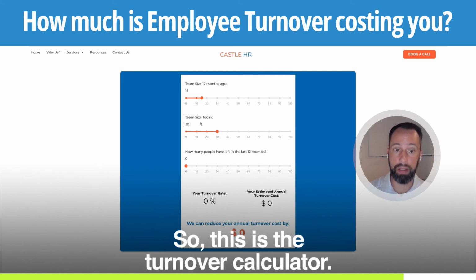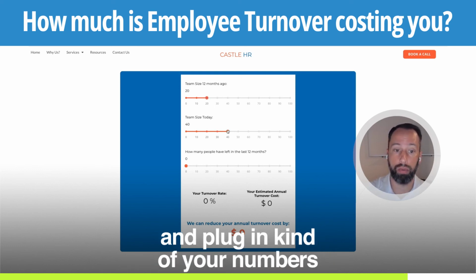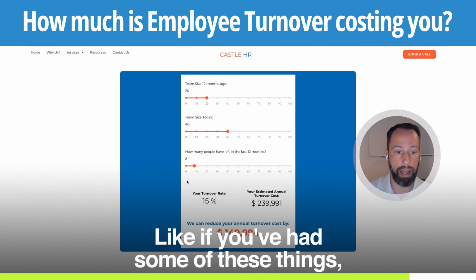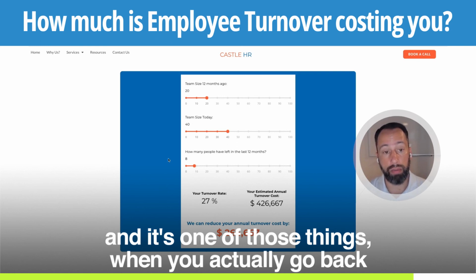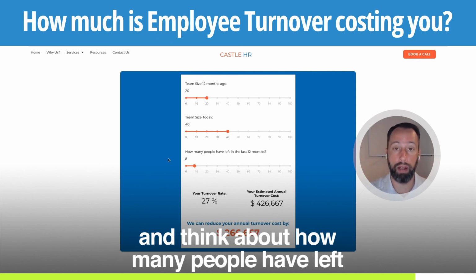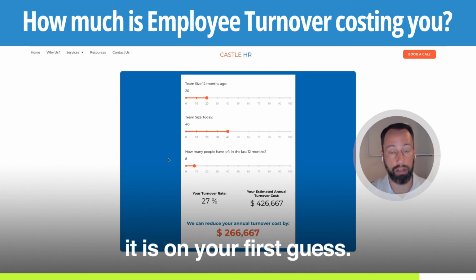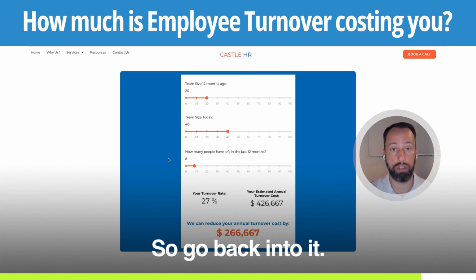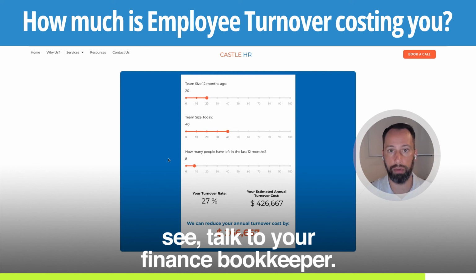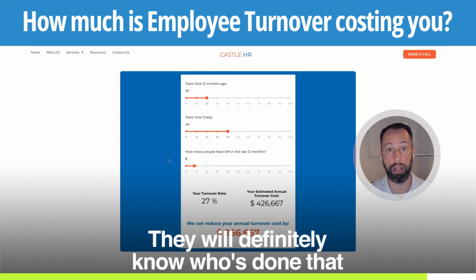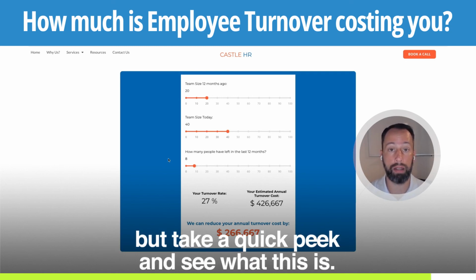So this is the turnover calculator. It's on our site, so you can plug in your numbers wherever you've been at that point, like if you've had some turnover. When you actually go back and think about how many people have left in the last 12 months, that number is bigger than you probably think it is on your first guess. So go back into it. If you have an HRIS, pop into there, or talk to your finance bookkeeper. They will definitely know who's left. Or if you're using something like WagePoint, you can go in and easily see. Take a quick peek and see what this is.